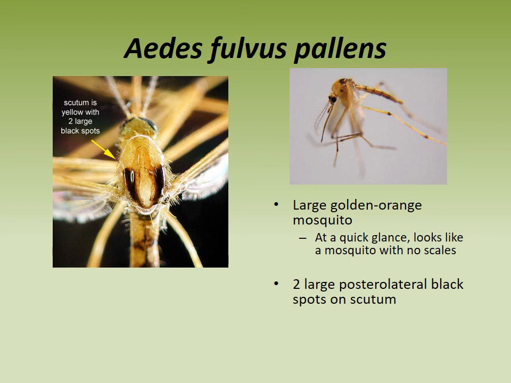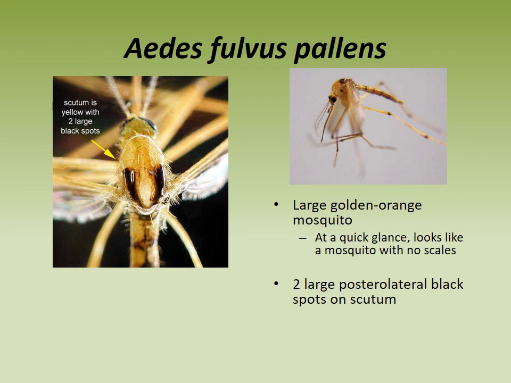They are large, golden orangish mosquitoes. At a quick glance, they might look like a mosquito that has all of its scales rubbed off. The first time that you see these, they can be very, very alarming. You think that you found something really weird. This mosquito has gone through some crazy life event. But nope, that is just how they look.